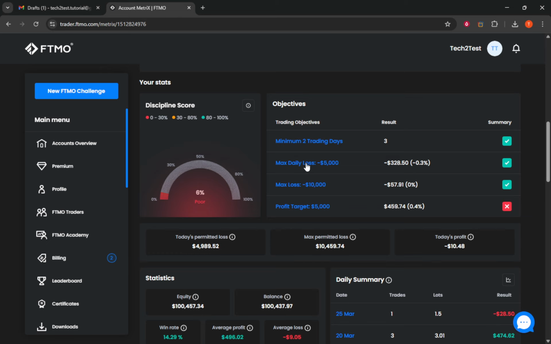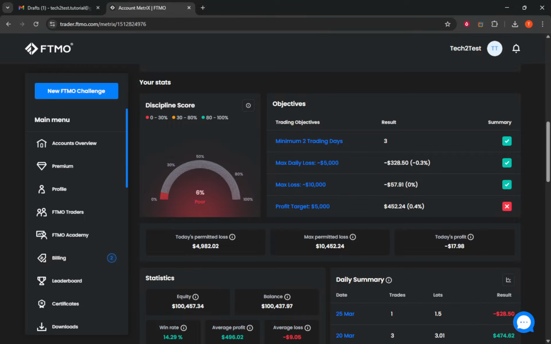First, what it is. The FTMO Daily Loss Limit is a hard rule that measures your equity, which includes both realized losses and any floating unrealized losses on open trades. Your equity must not drop more than the set percentage during a single trading day. If it does at any moment, the account fails instantly.